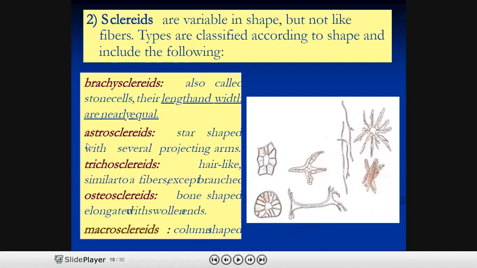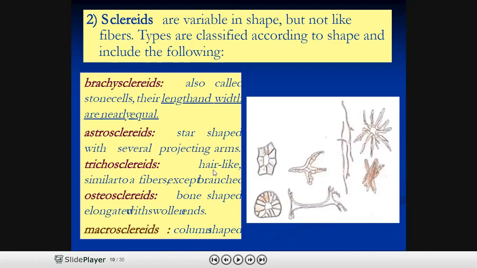Okay. Next is the astrosclereids. Star shaped. हे दिसतं इथे. याला काय म्हणतो? Astrosclereids. Star shaped. They have several projecting arms. So these are the projecting arms here. So this is called the astrosclereids.